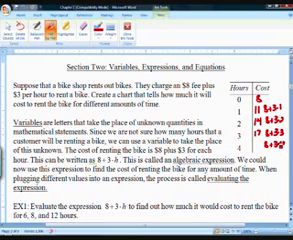For 4 hours, it was 8 plus 3 times 4. That's 8 plus 12, which is $20. So does that make sense, the process that we go about finding how much we're paying per hour or how much we're paying for this bike?